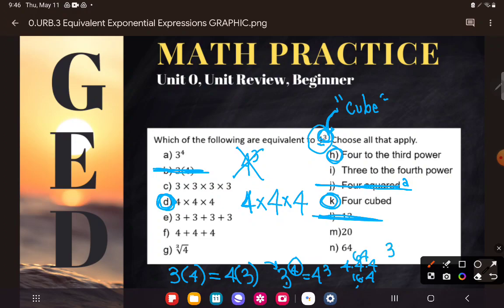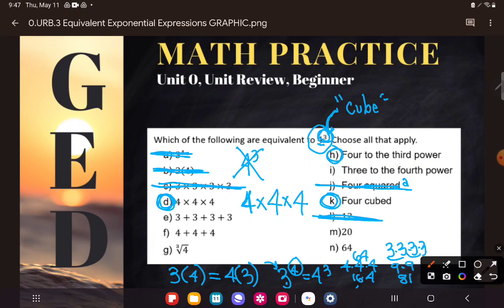Whereas if you did 3 times 3 times 3 times 3, that's a whole different ball game. 3 times 3 is 9. This 3 times 3 is 9. I'd get 81. So 4 to the third power is definitely not the same as 3 to the fourth power, or 3 times 3 times 3 times 3. Whew! Okay, getting better, getting closer.